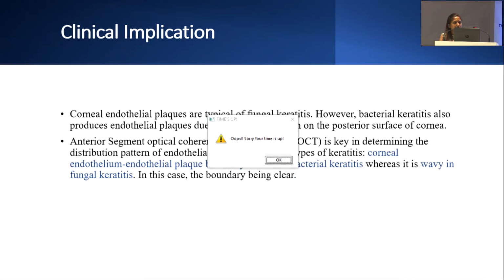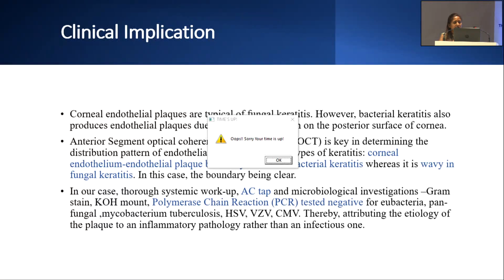The clinical implication is that for corneal endothelial plaques on AS-OCT, the etiology can be guided by the boundary between the endothelium and the endothelial plaque. If it is wavy, it is more characteristic of fungus, whereas if it is clear, it is more towards bacterial. Dr. But in our case, can wrap up. Yes, sir.